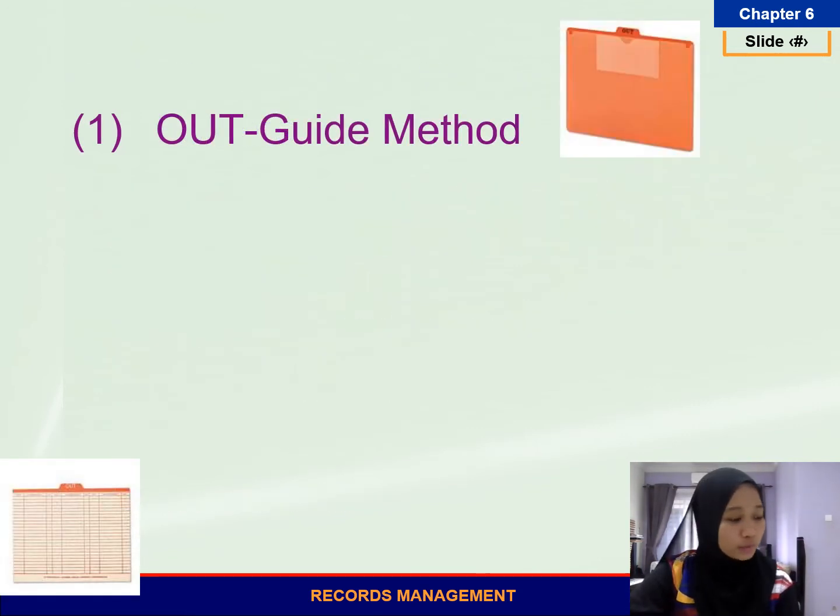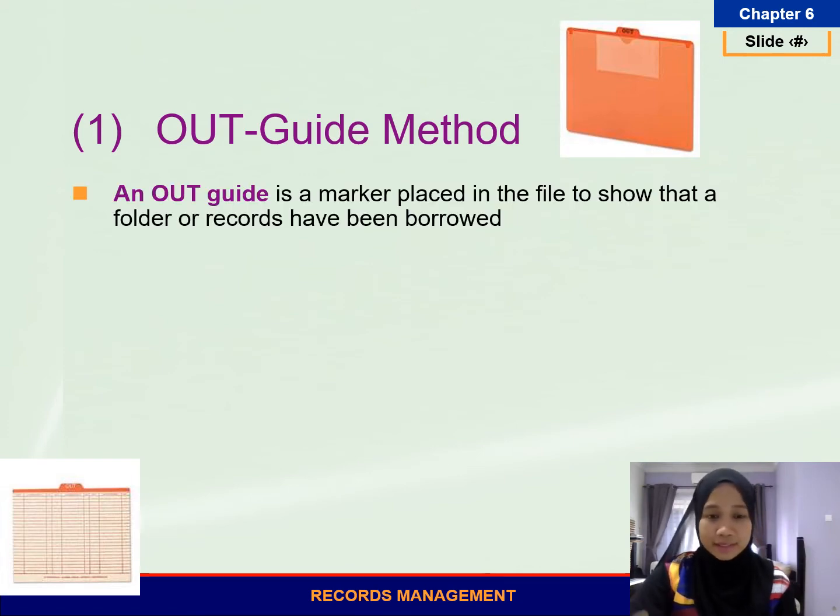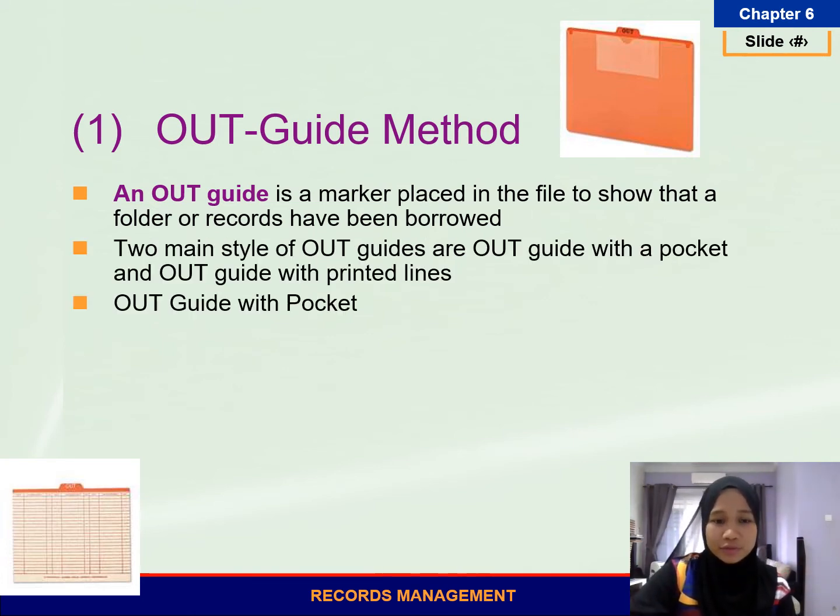So first let's take a look at the outguide method. Ingat ni adalah proses bila kita nak remove the record, tapi kita nak tanda yang record tu telah dikeluarkan. So outguide method is a marker placed in the file to show that a folder or record has been borrowed.